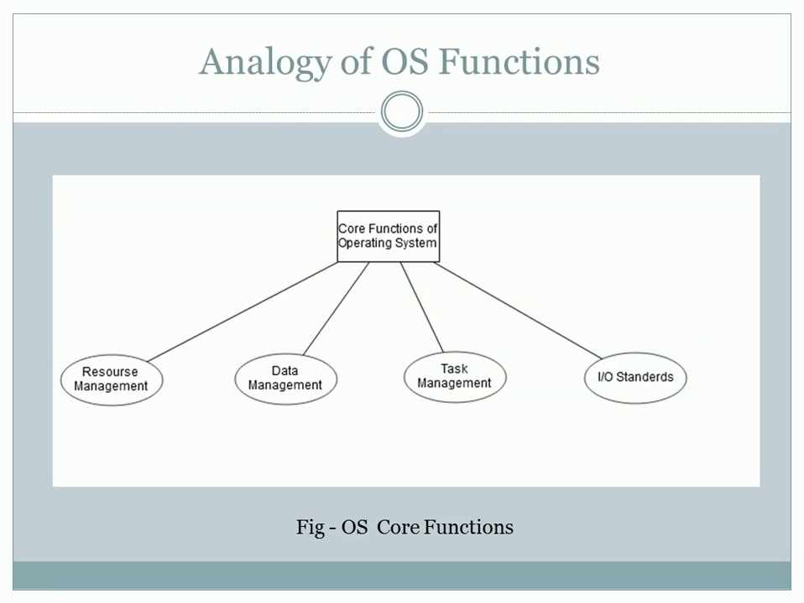The operating system has four main tasks and managements. The first one is resource management. The second one is data management. The third one is task management, and the fourth one is I/O standards.